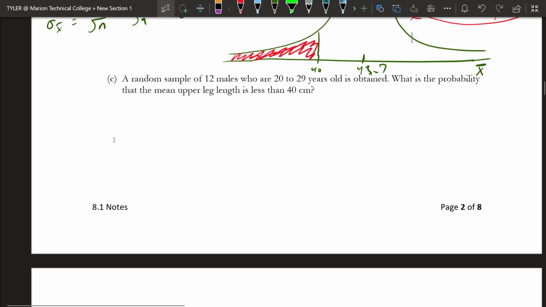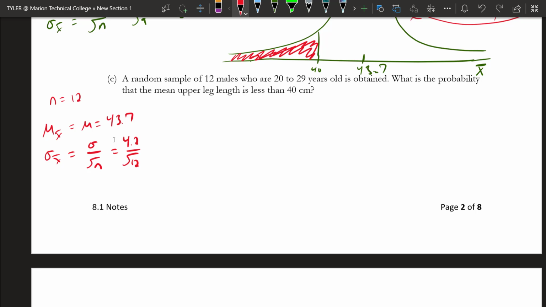So then in part C, it's very similar to part B. The only thing we're changing is the sample size, right? So in part C, n is now 12. The mean of the sampling distribution is still going to be equal to mu, which is 43.7. Sigma of x bar would be equal to sigma over the square root of n, which is equal to 4.2 divided by the square root of 12, which is approximately equal to 1.2124, right, if you plug that in your calculator.